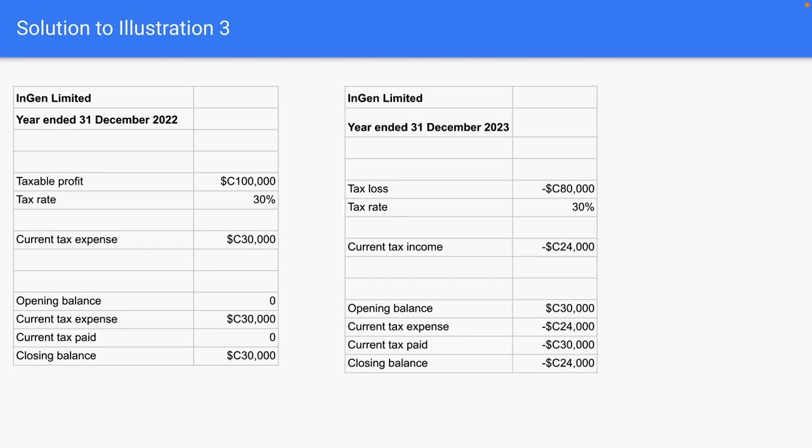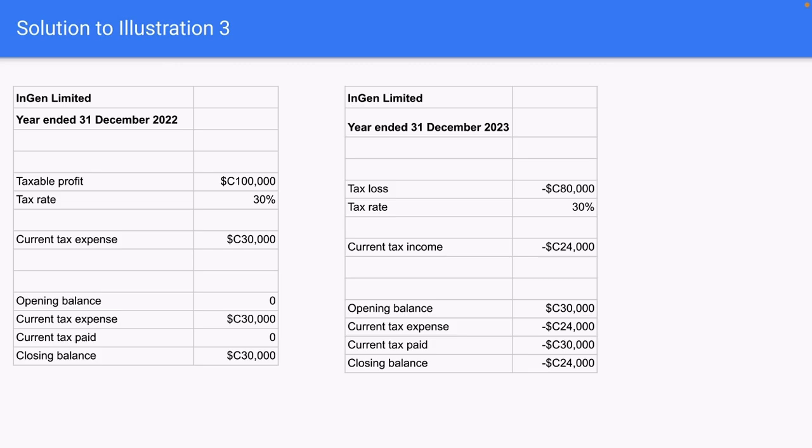And that takes us to the current tax account. What does it look like? We start with the opening balance of 30,000, which was the closing of the previous year. Our current tax expense for the year, in this case, we have an income of negative 24,000 Costa Lunan dollars. Again, the illustration says that tax of 30,000 has been paid, which is exactly the tax that was due for the previous year. It was paid in 2023. And that's what you've got there. You then have a net closing balance of 24,000 Costa Lunan dollars.